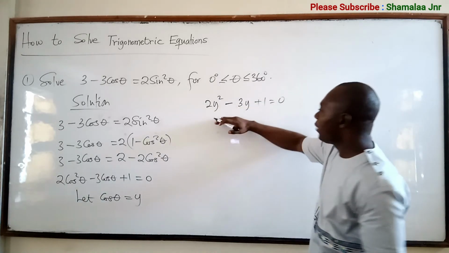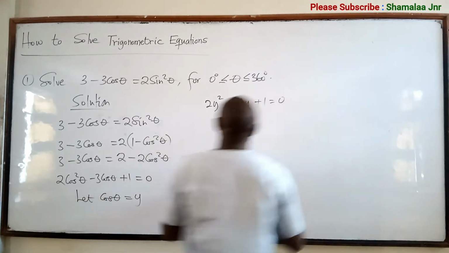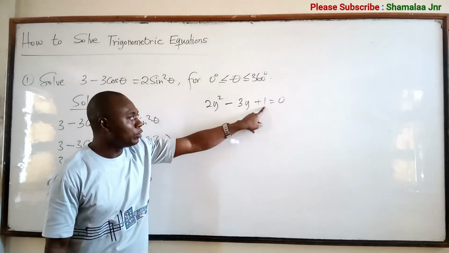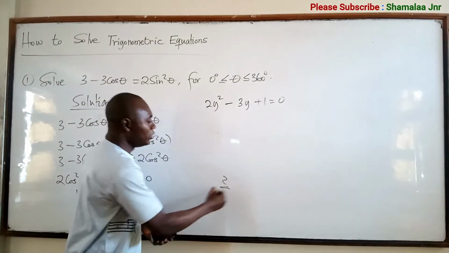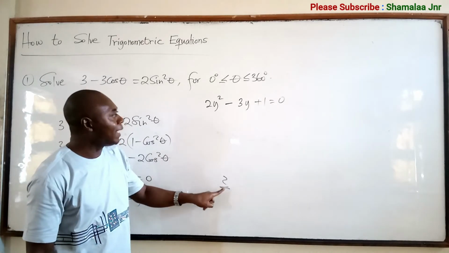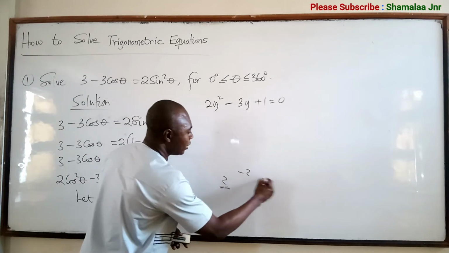Now, this is a quadratic equation. So let's solve this quadratic equation. These 2 will multiply 1 to get 2. So you need 2 numbers which when multiplied will give us 2, but when added will give us negative 3. Straight away you can see negative 2 and negative 1.